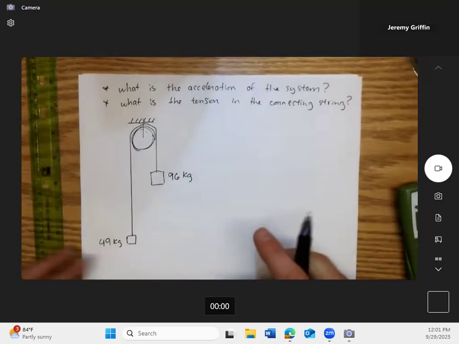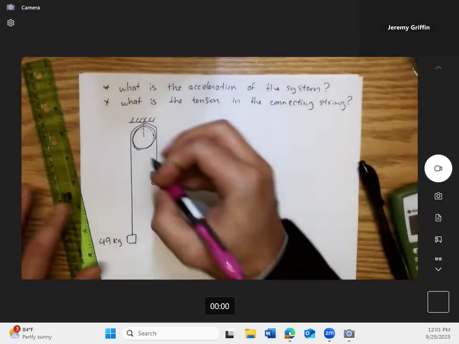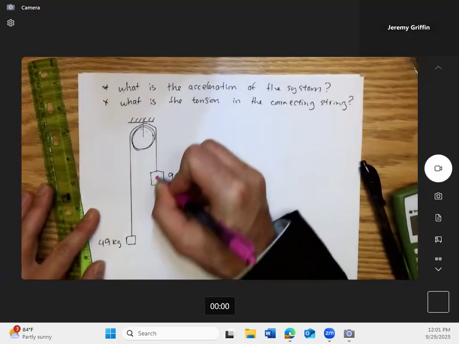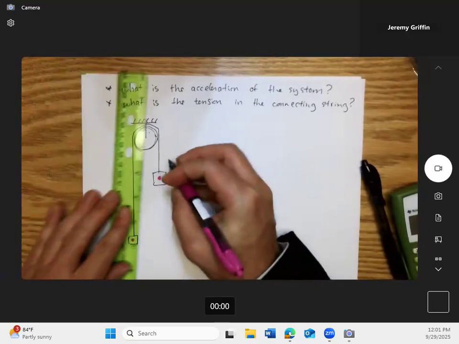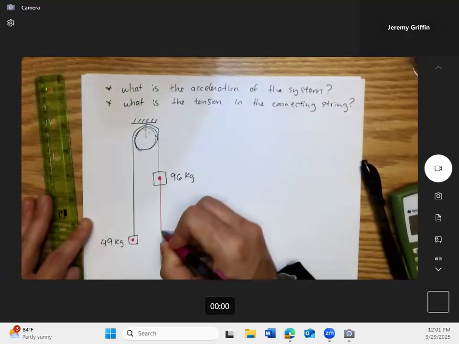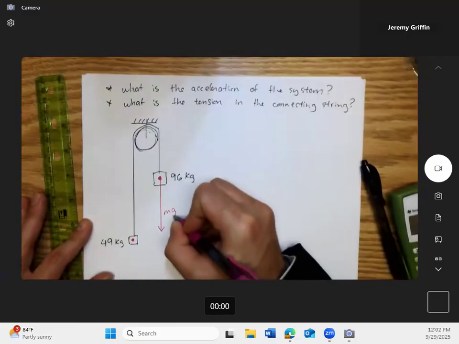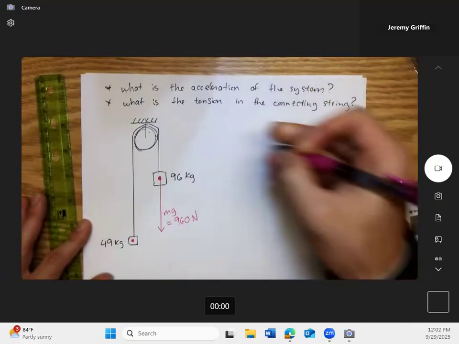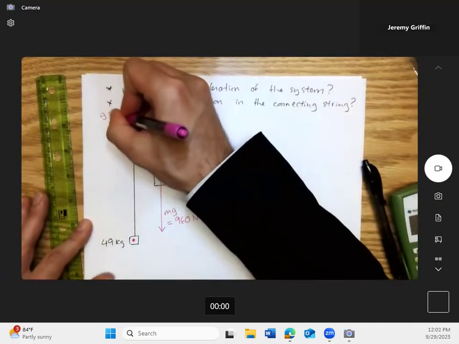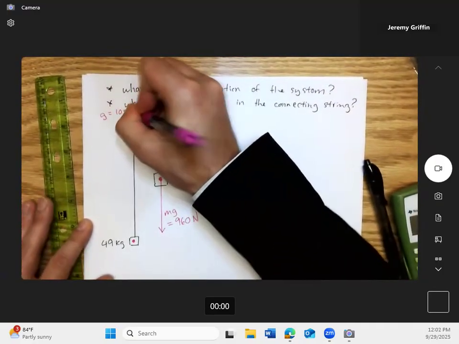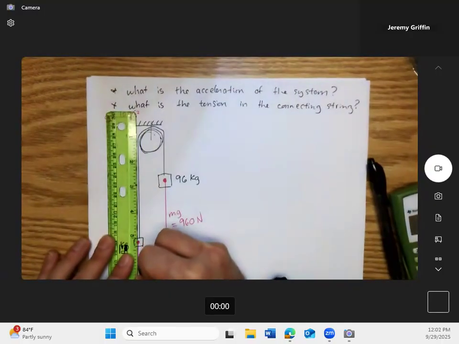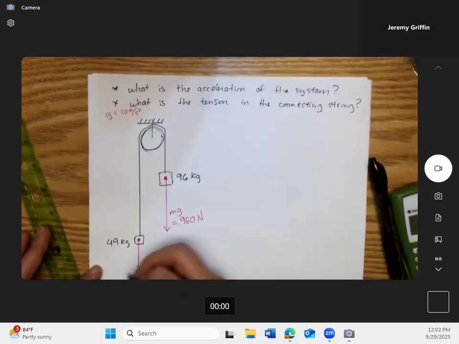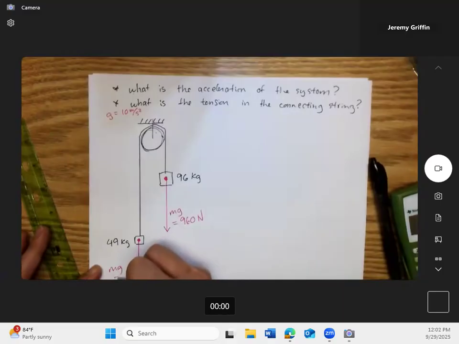All right. So let's do a free body diagram here. Let's see what these weigh. Because what does this one weigh right here? What's this weight? Yeah, 960 newtons. Oh, so we're gonna call g equals 10 meters per second squared. And then what does this guy right here weigh? Yeah, look at that, 490 newtons. Right?